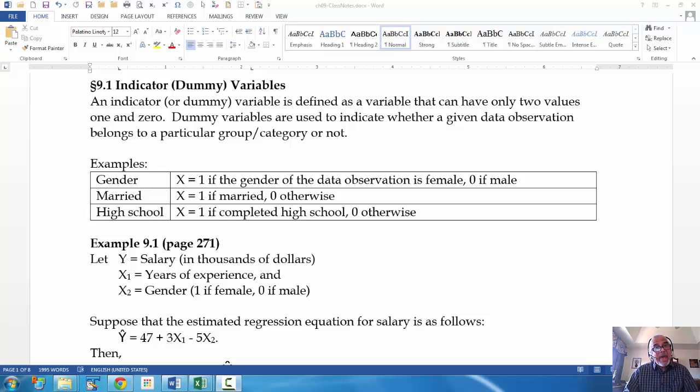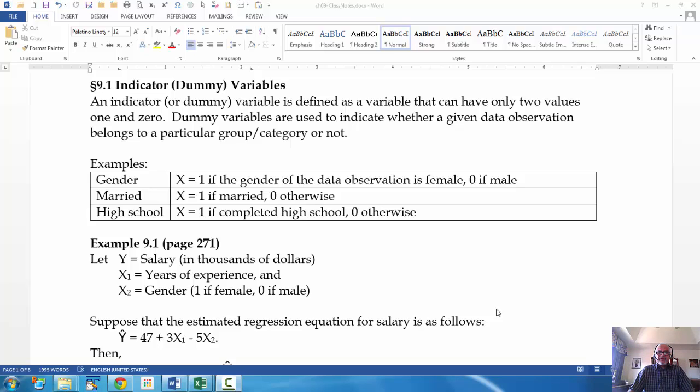Another example would be married or not married. Again, there are two possible values for this variable. So you can say 1 means married, 0 means not married. Or it could be the opposite. In high school, whether the person has graduated high school or not, 1 would mean you belong to that category, or the value is affirmative, and 0 means otherwise.